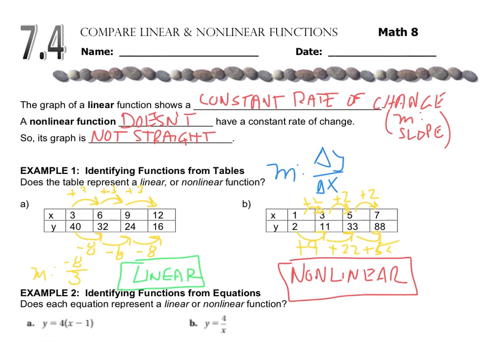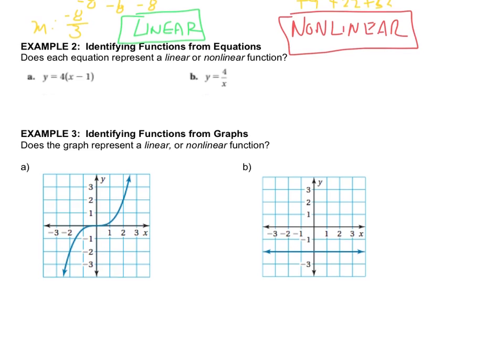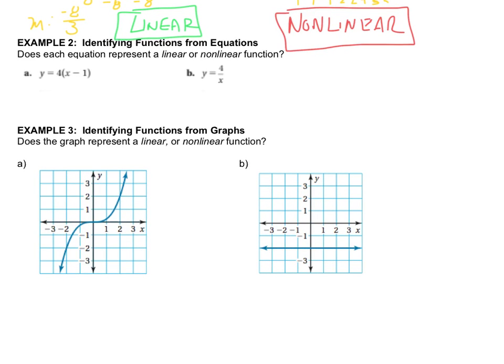Now, identifying functions from equations. If I can write this as y equals mx plus b, and we talked about that in a previous lesson, I can say it's linear if I can see the equation as y equals mx plus b. Well, this first one doesn't look like it, but if I do my distributive property, 4x minus 4, that is definitely linear.